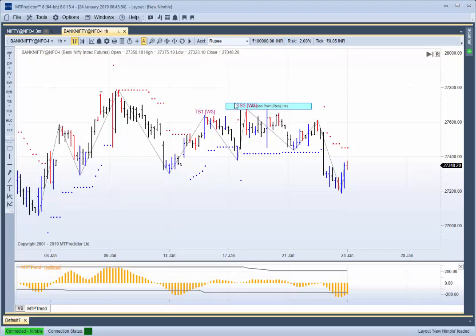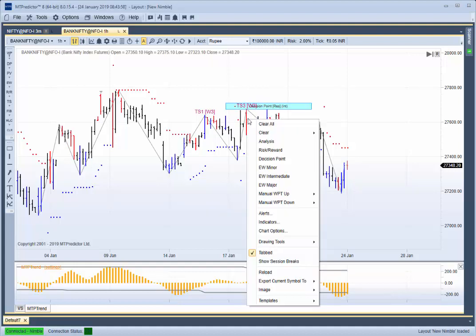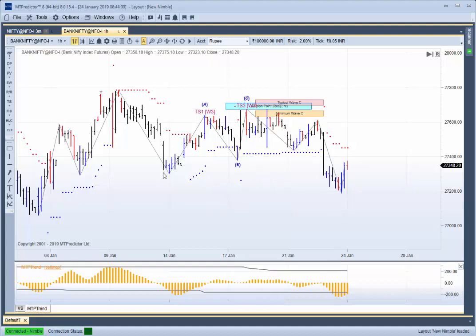In fact, it made a TS3 sell setup. That's an ABC correction. So if I right mouse click here, do Elliott wave intermediate, you can see this was actually an ABC correction. Now with an ABC correction, it means that this is a correction against a new trend.